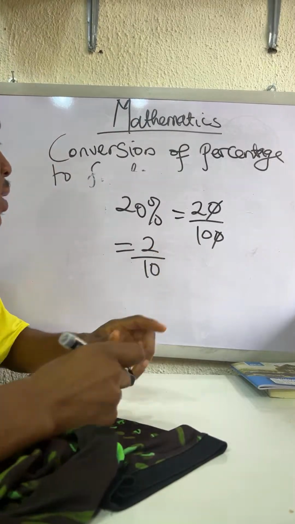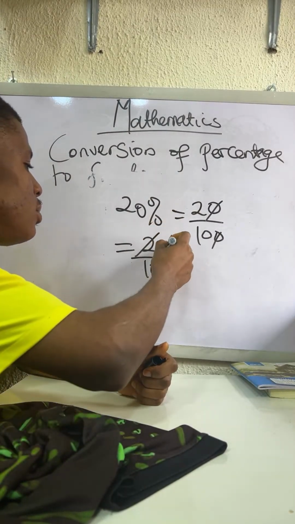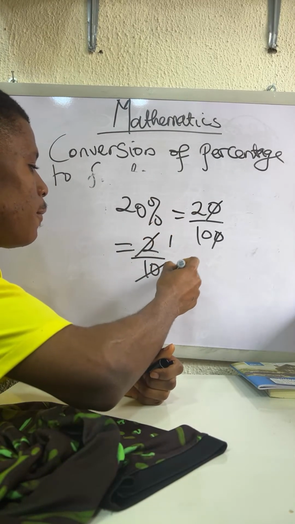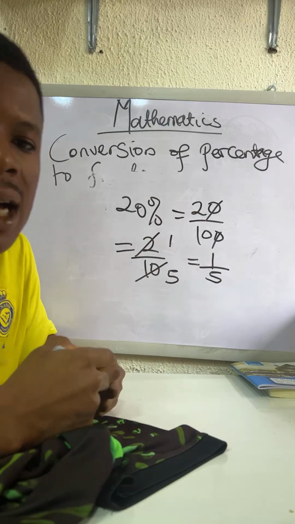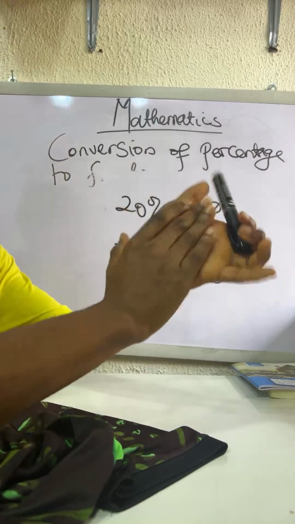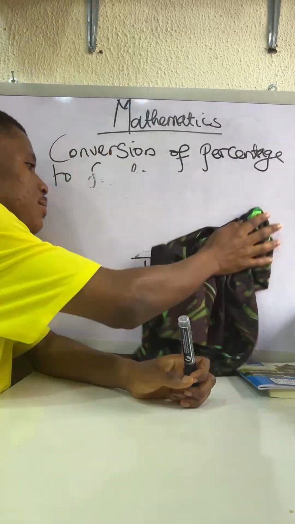So when you have 2 over 10, you see that 2 will divide to be 1, and 10 will divide to be 5. So the answer is 1 over 5. Okay? And that's what you got, right? Good.